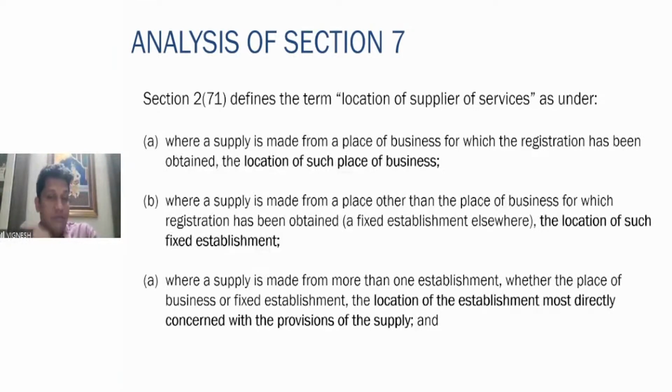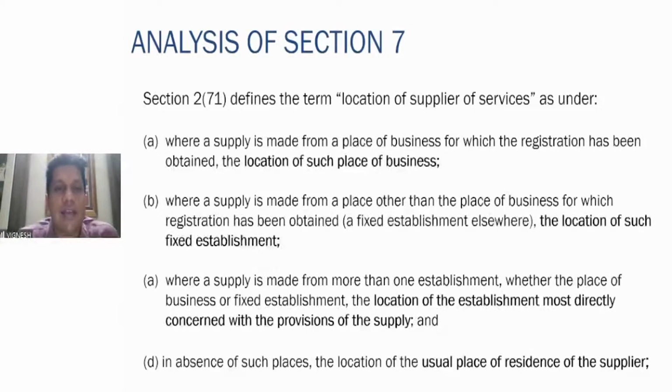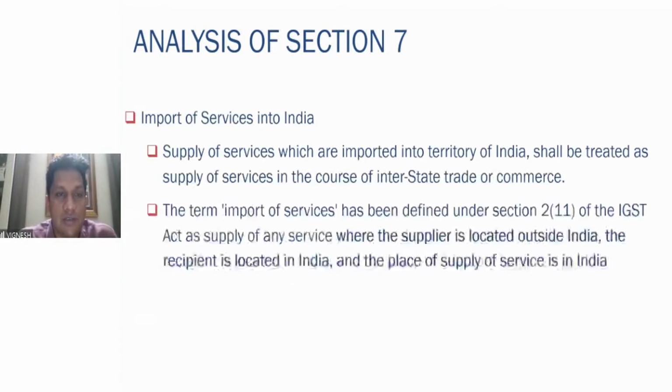So if supply is made from a place other than the place of business for which registration is obtained, such fixed establishment location has to be taken into consideration. If the supply is made from more than one establishment, so if you have 2 different establishments within the same state, and you are making the supply from more than one establishment, whichever is directly concerned with the provision of the supply, that particular location has to be taken as the location of supplier of service. In the absence of the above 3 places, the usual place of residence has to be taken into consideration as the location of supplier of services. Fine.